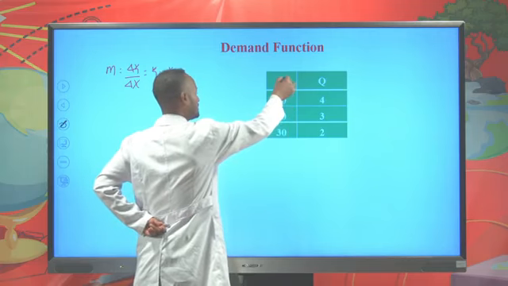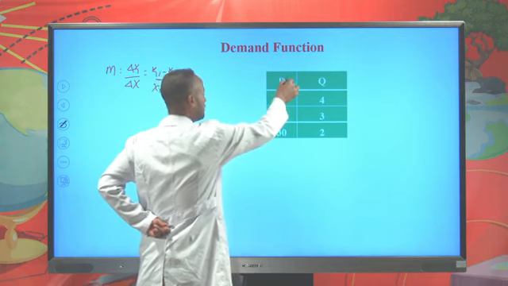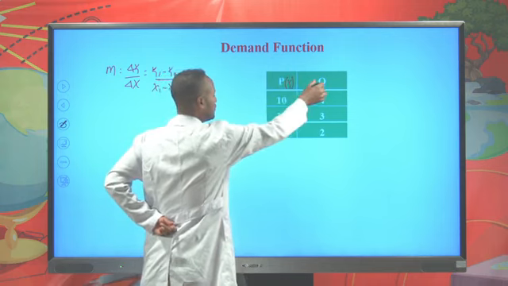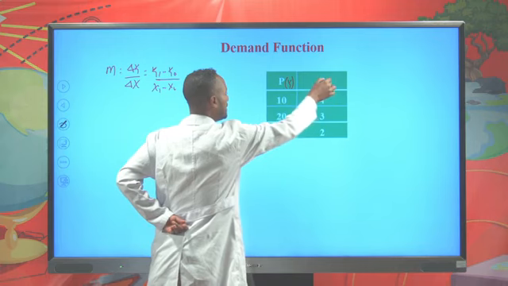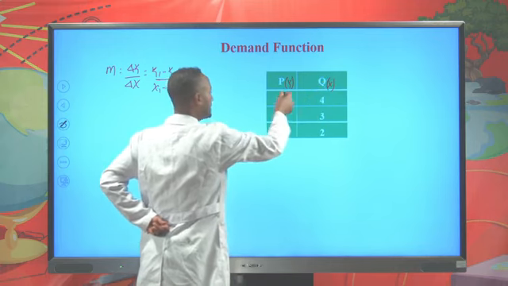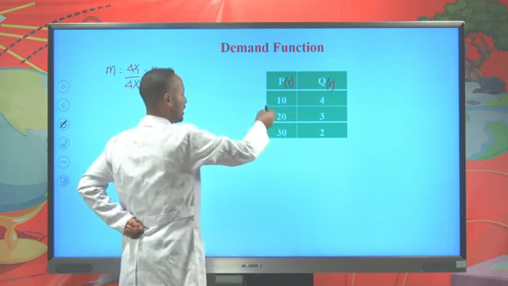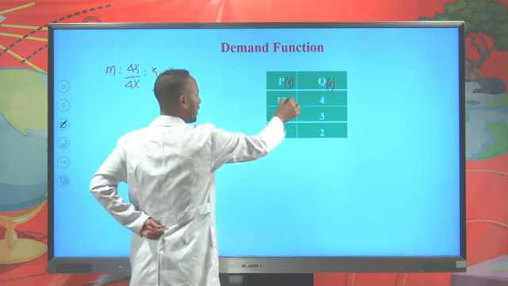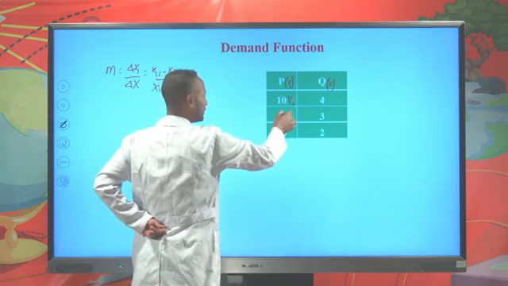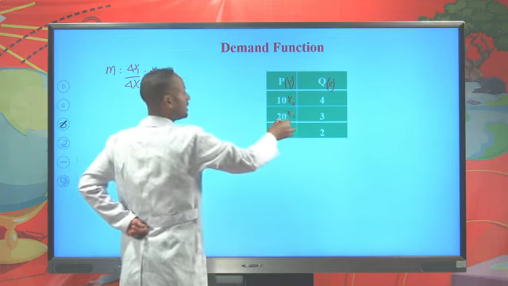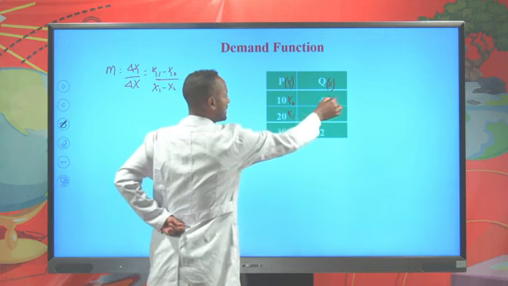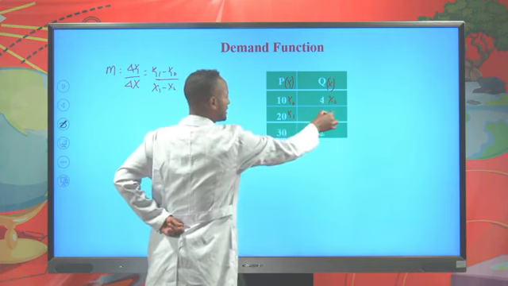While we plot the demand curve, we represented the values of price on the y-axis and all the values of quantity demanded on the x-axis. Hence, we can take these values as y and these values as x. Now, let's take this 10 as y initial and this 20 as y final. Let's take this 4 as x initial and this 3 as x final.